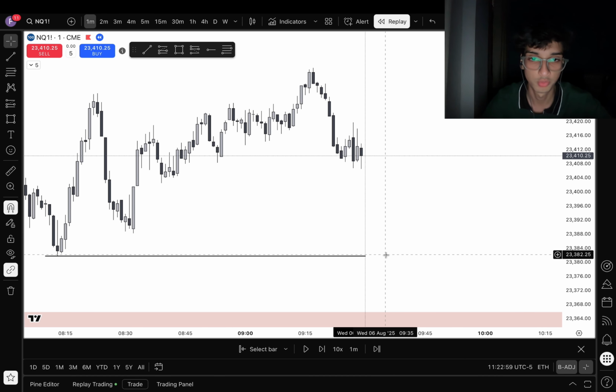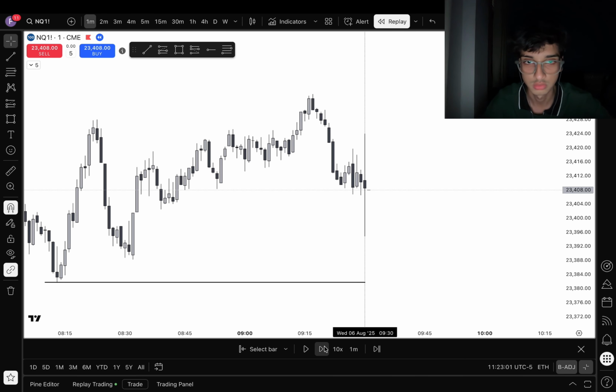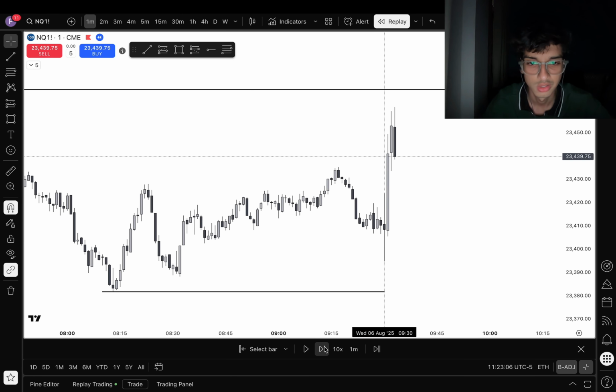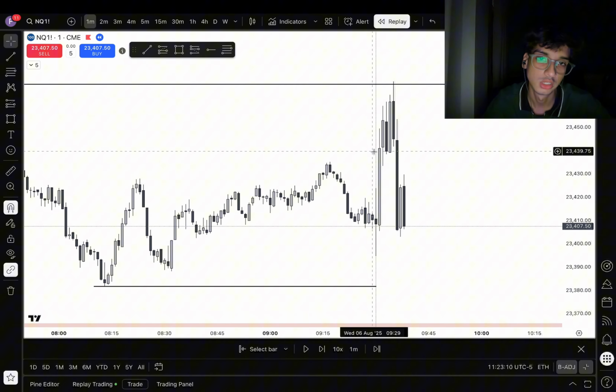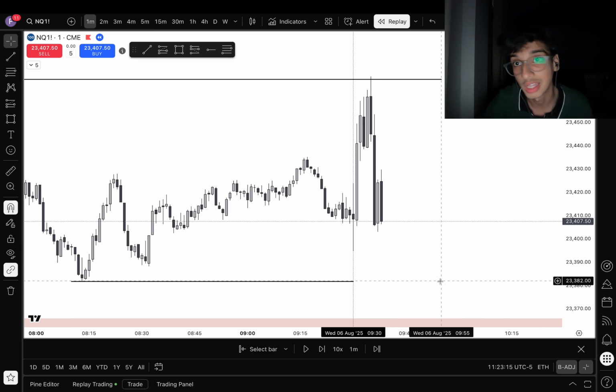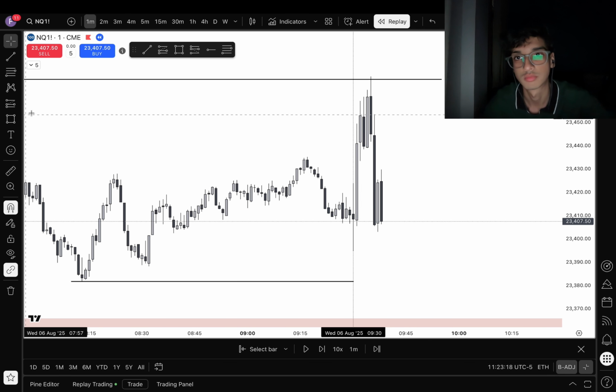Waiting for price first to sweep the sell side liquidity, then I'm looking for longs. Oh no, no. No trade for me. I think this is for sell side, at least this sell side. But again, higher time frame not aligning for this.